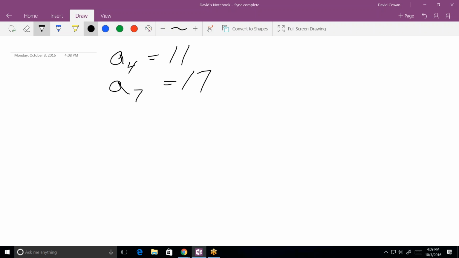Where you always want to start on these kinds of problems is with the explicit general format, which is what? A sub n, the nth term, equals A1 plus the common difference times n minus 1.